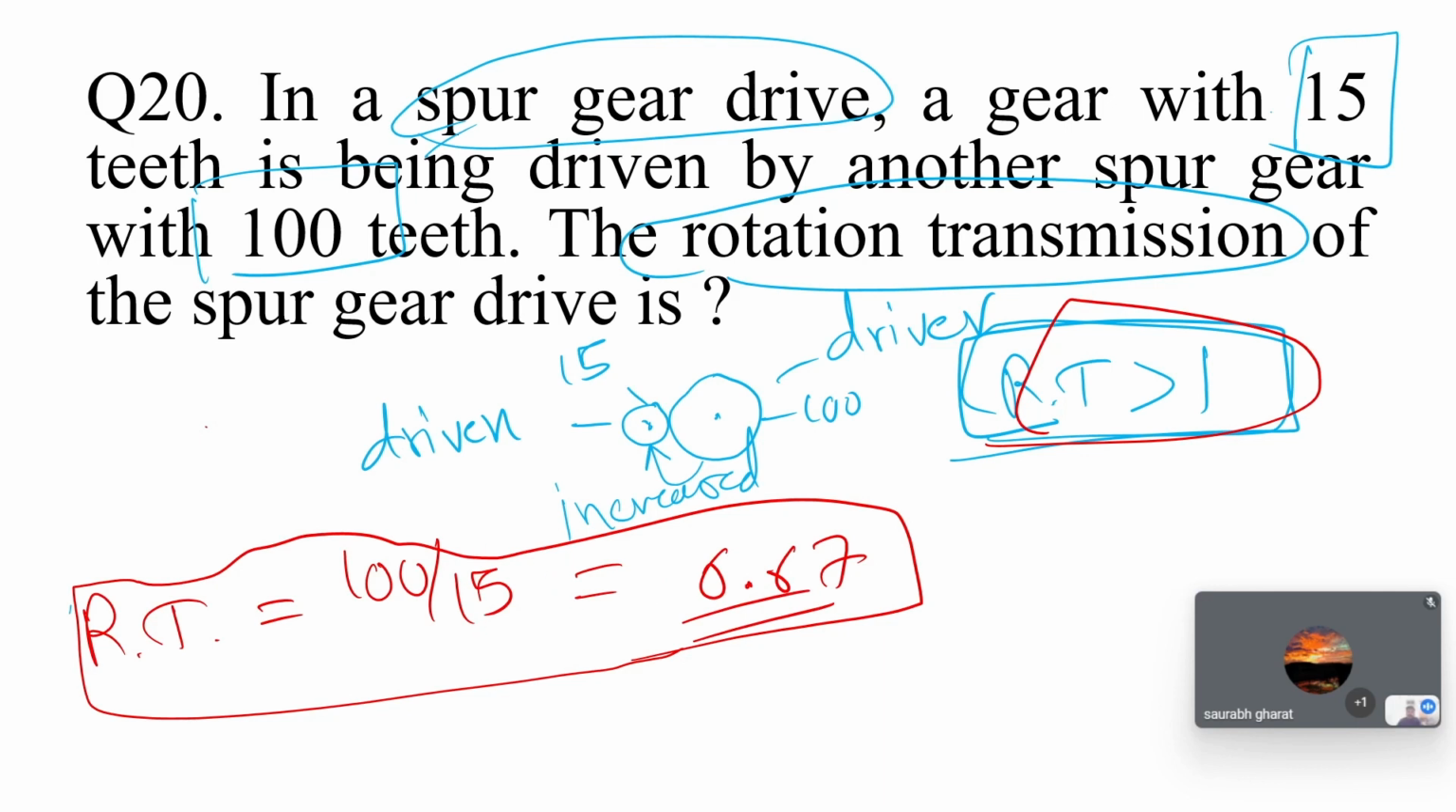Because this is your driven and this is your driver. As you saw, your driver is actually bigger and your driven is small. So your speed must increase. That's why rotation RT must be more than one.